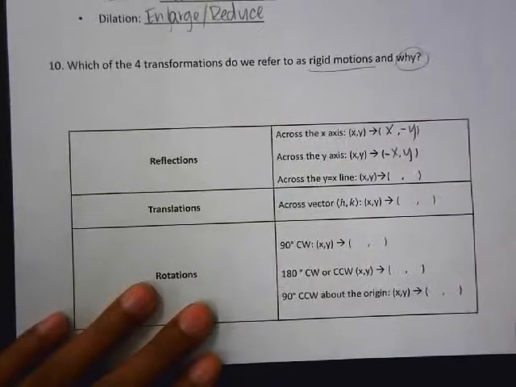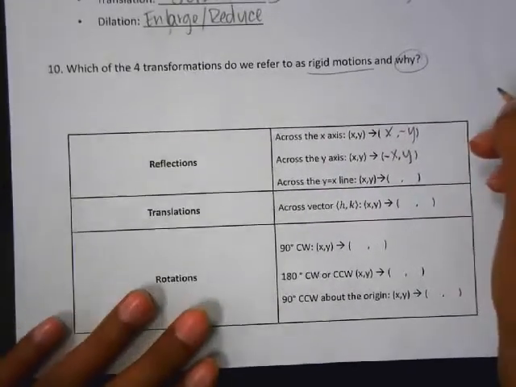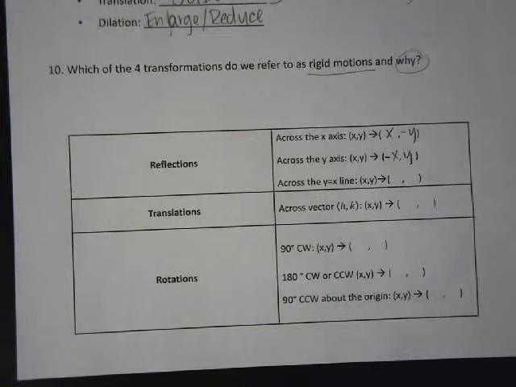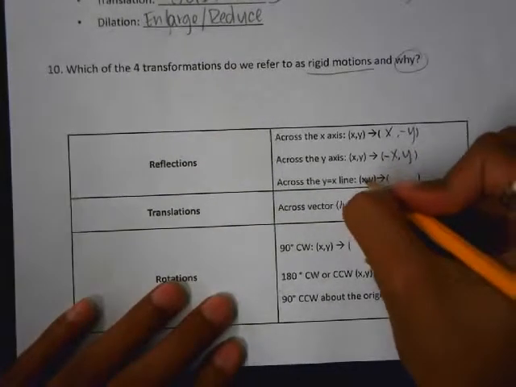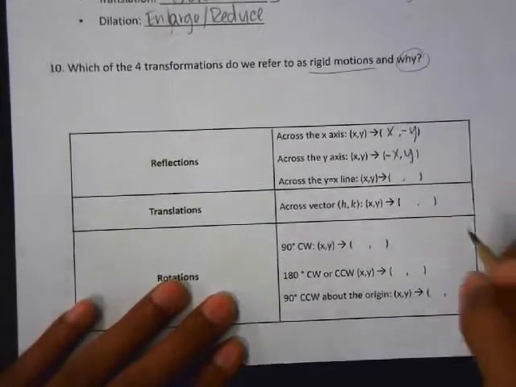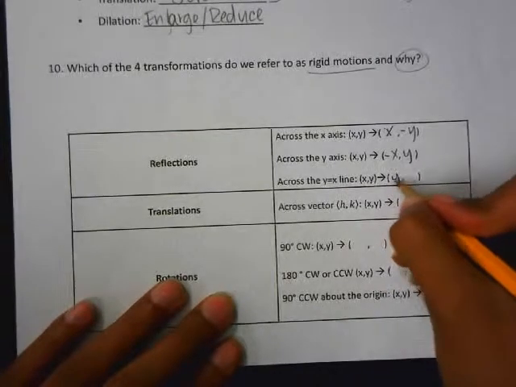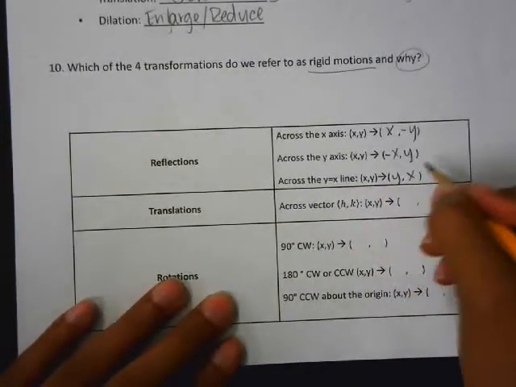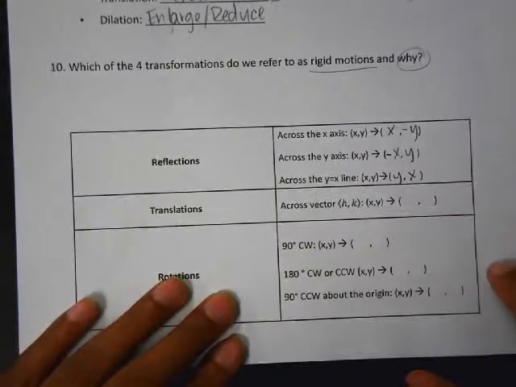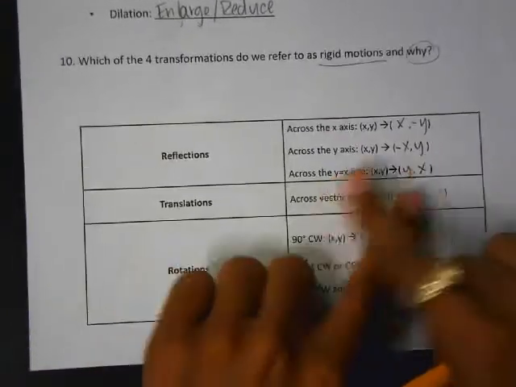When you reflect across the y equals x line, that one's the only one that's slightly different. And what happens is all you do is slide where the y and the x are. So the y becomes your x, and the x becomes your y. You don't change the symbols for that one. All you simply do is move them to different places.